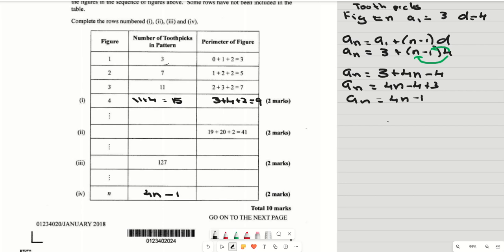You can check for your 4th figure: when n is equal to 4, 4 by 4 is 16, and 16 minus 1 is 15. So you see that is correct. Now let's do the parameter.